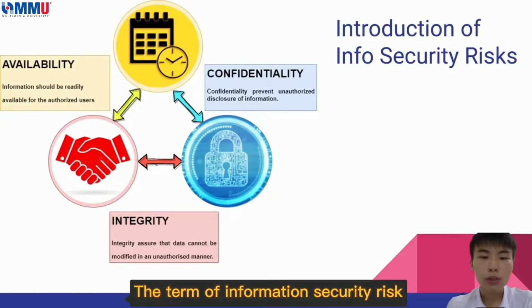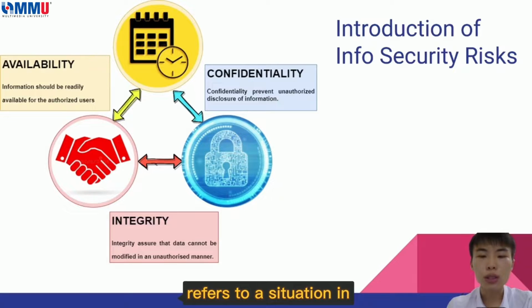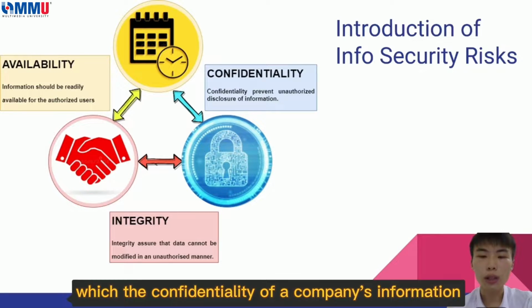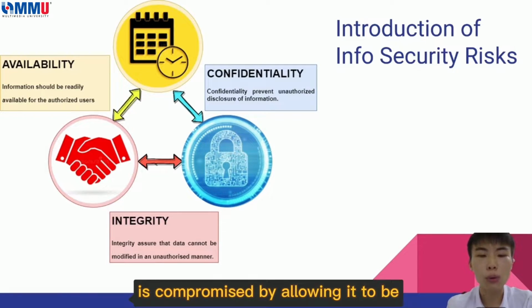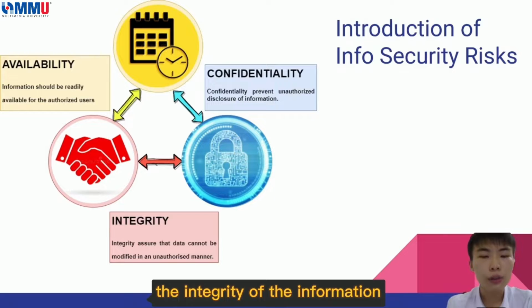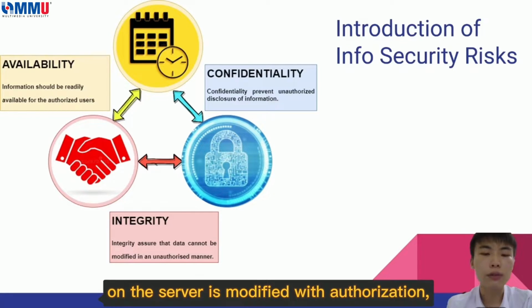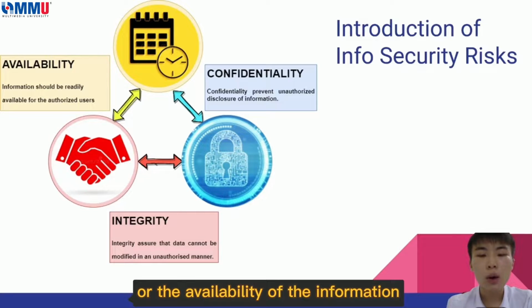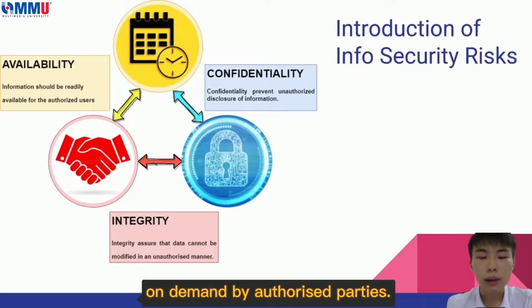The term information security risk refers to a situation in which the confidentiality of a company's information is compromised by allowing it to be exposed to unauthorized parties or third parties. The integrity of the information on the server is modified without authorization, and the availability of the information on the server is not readily available on demand to authorized parties.